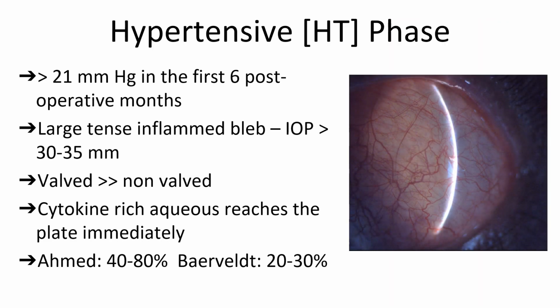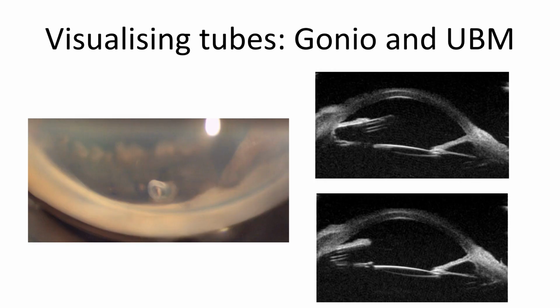Hypertensive phase is more common with valve devices. This is a difficult problem to deal with and patients will have to be started back on AGMs eventually. It is now conventional wisdom to start AGM early on after the Ahmed glaucoma valve. When the IOP spikes more than 10 mm Hg, tube visualization can be a problem in some patients.